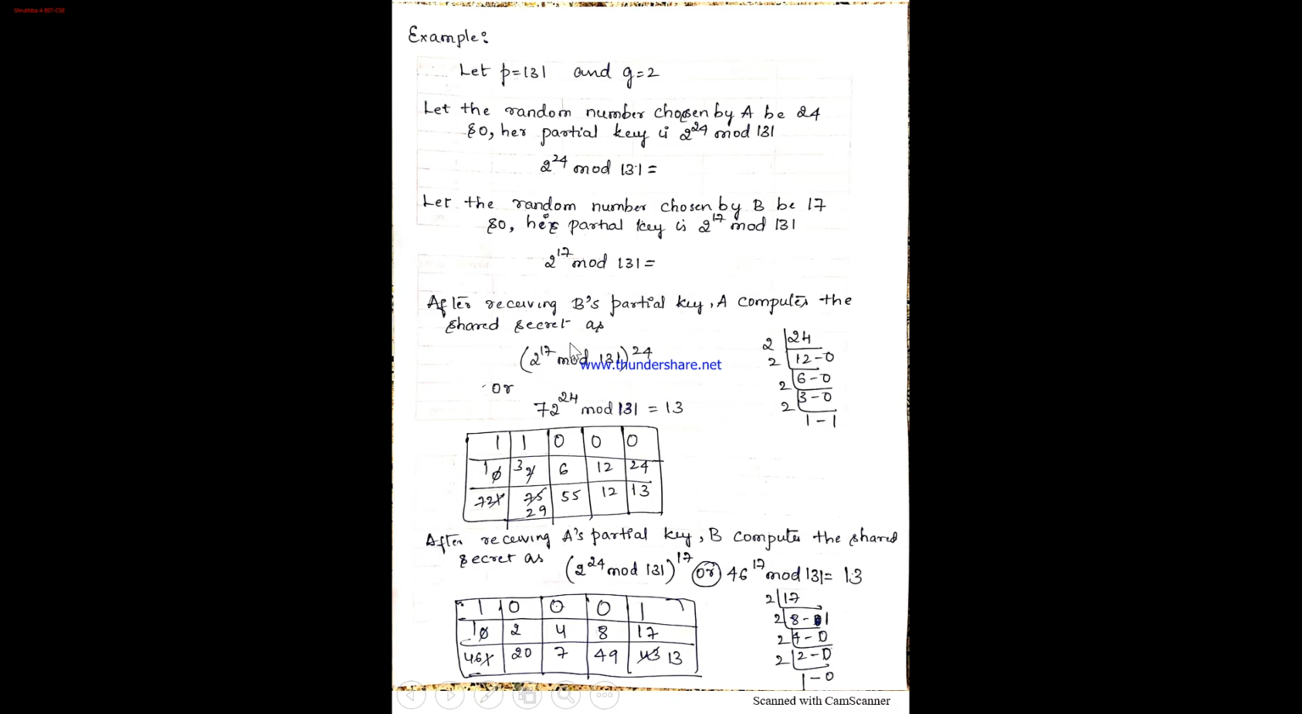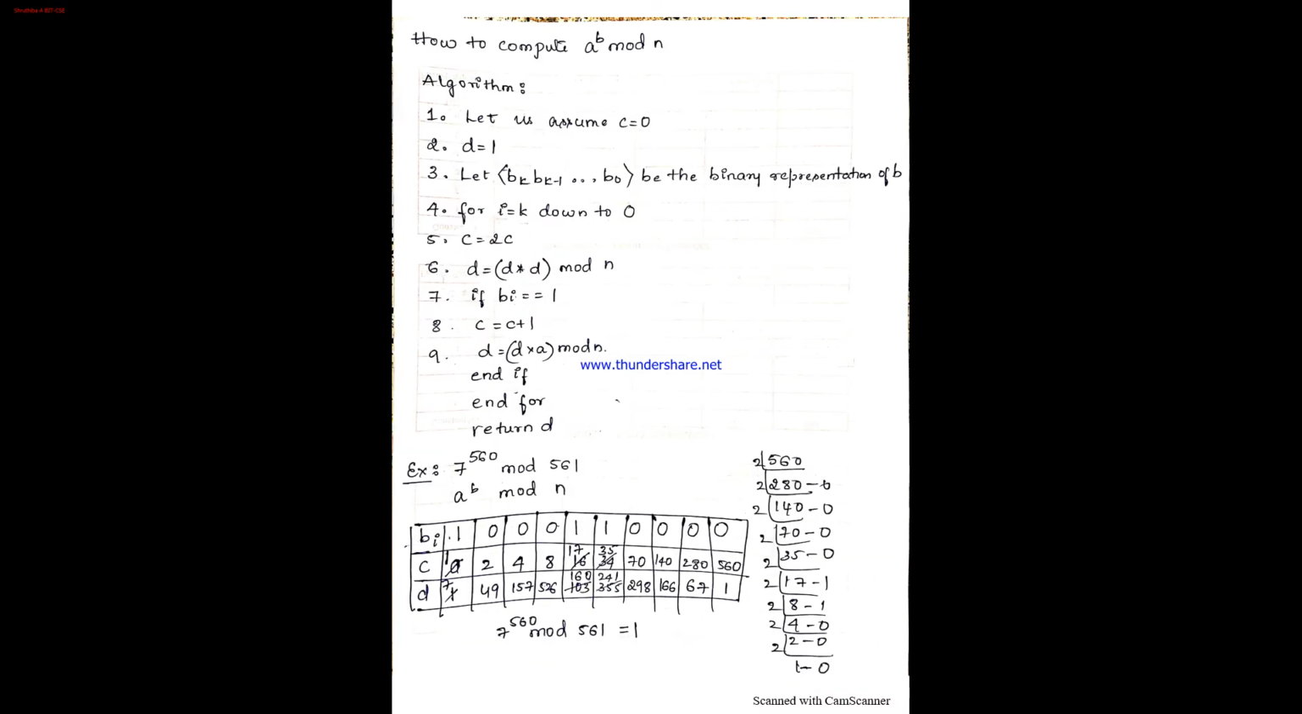So A computes the shared secret key S. 72 raised to 24, where 24 is the private key of A, mod 131. Now computing this is not an easy task. See here, 72 raised to 24. How do you compute this? For that we have an algorithm, a method. How to compute it? It is very simple. For the first time you'll find difficulty, but please observe and follow the steps.